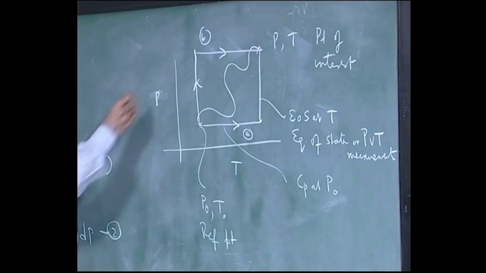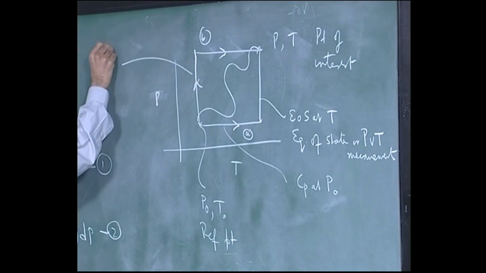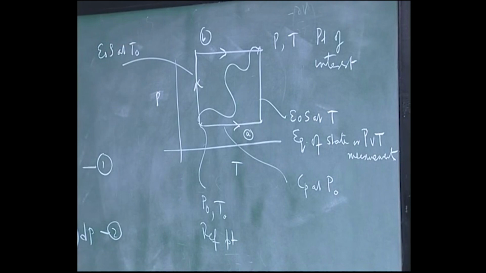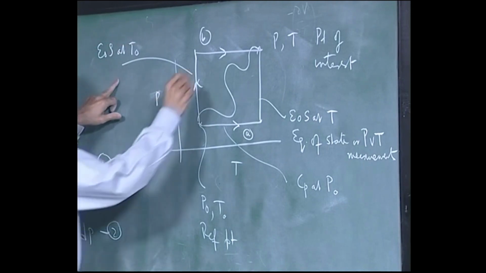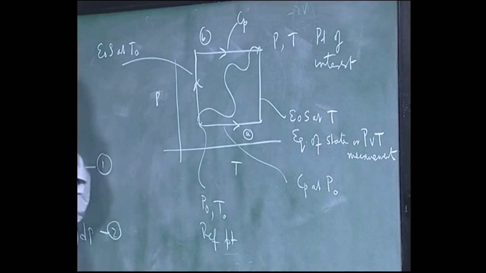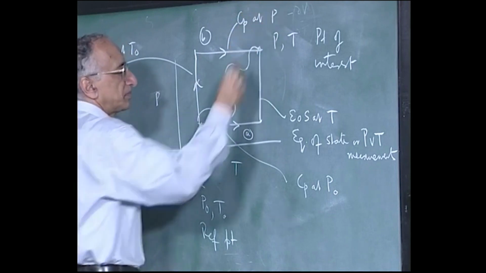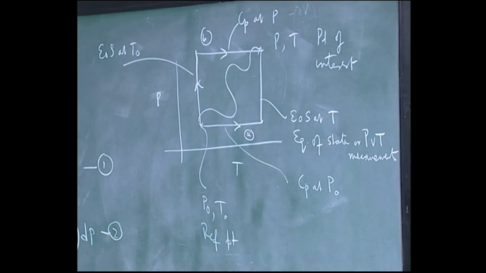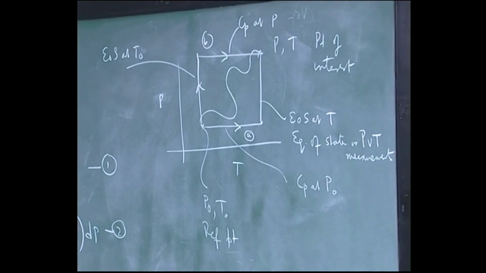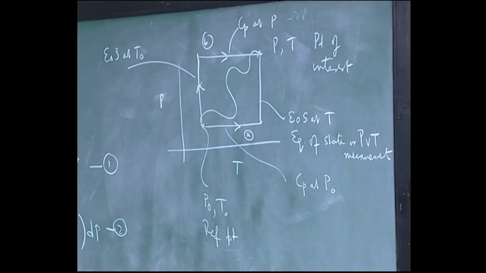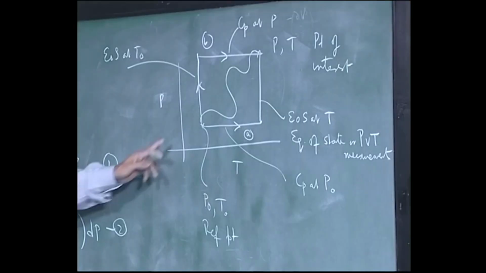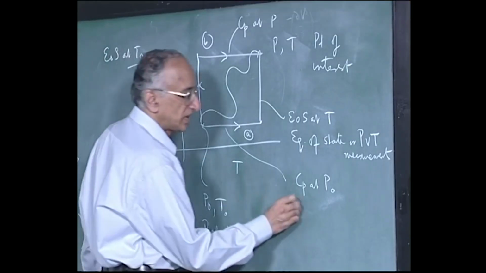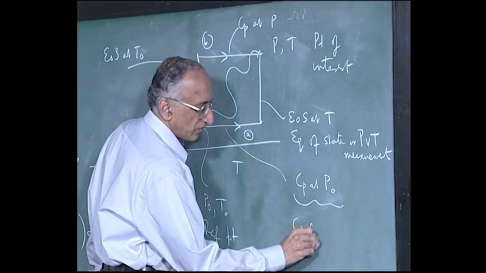Along this path, you need equation of state at T0, and then here I need Cp information, Cp at P. Now this is where my choice of reference state comes in. If I choose my P0 to be low enough, I know all substances behave ideally. So if I choose this to be low enough, what I need as Cp at P0 is actually Cp for an ideal gas.